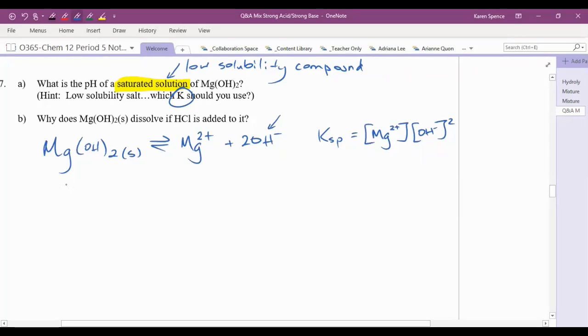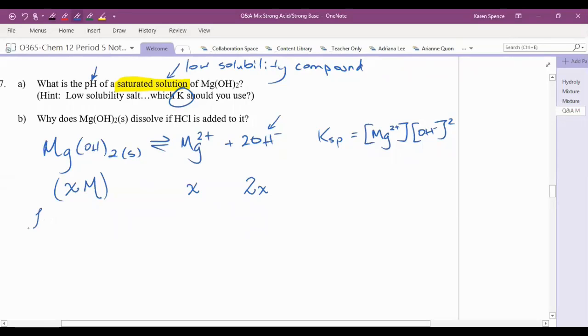Well, if our concentration of magnesium hydroxide is x molar, and I'm going to put that in brackets because, of course, there isn't really any solid, but that's okay, then the concentration of magnesium is going to be x, and the concentration of hydroxide is going to be 2x. And if we can find the concentration of hydroxide, then we can find the concentration of H, and we can find the pH.